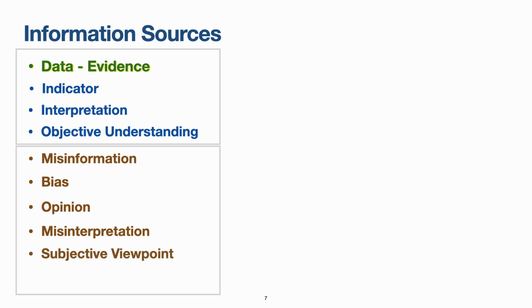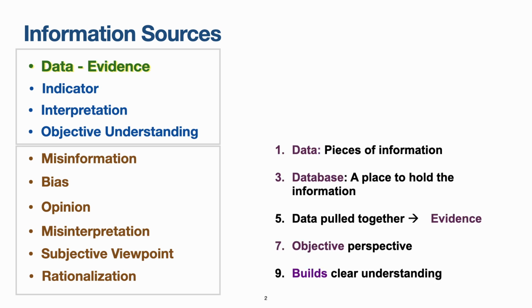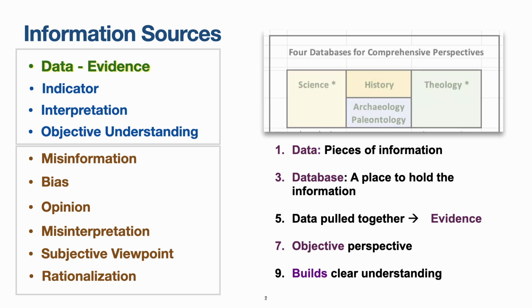And sometimes misinformation or bias or opinions are used in rationalizations, trying to make examples of answers to questions that aren't really reliable. So data includes pieces of information. A database is a place which holds information together. Data pulled together provides you with evidence, and that leaves the possibility of having an objective perspective, and that builds clearer understandings. You notice in the diagram above, on the upper right, that there are boxes.